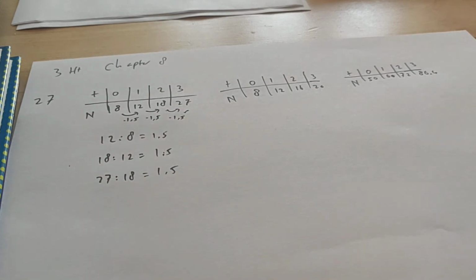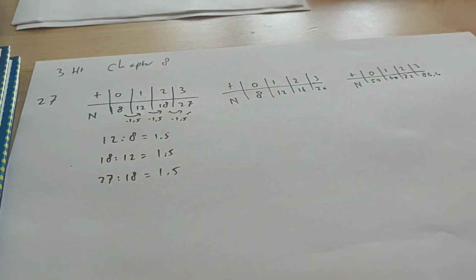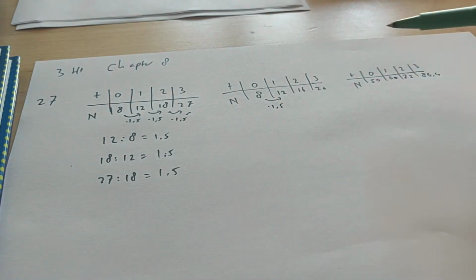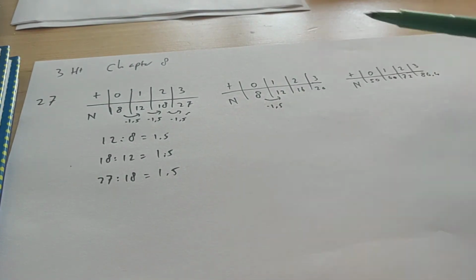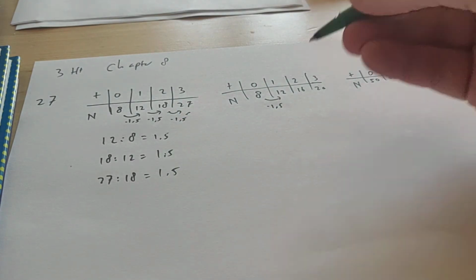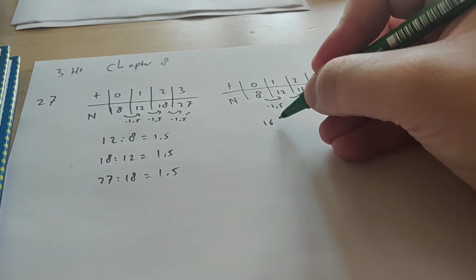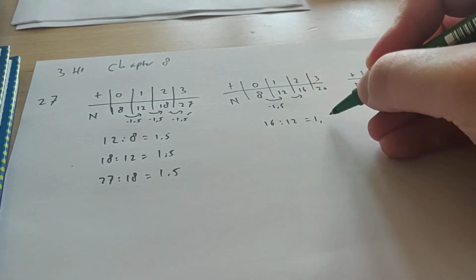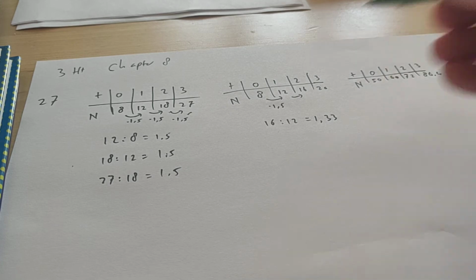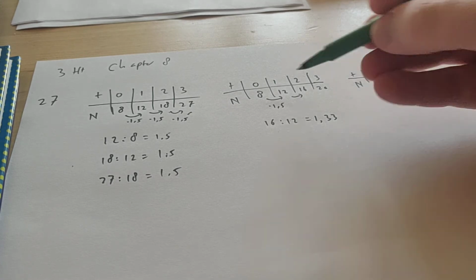Let's take a look at the second one. Here we also go from 8 to 12. So also here the growth factor is times 1.5. But we can already see that this one does not have exponential growth because the other one had 18 here and this one has 16. Now if you do 16 divided by 12, you get 1.33. So that's a different growth factor. So this table does not have exponential growth.